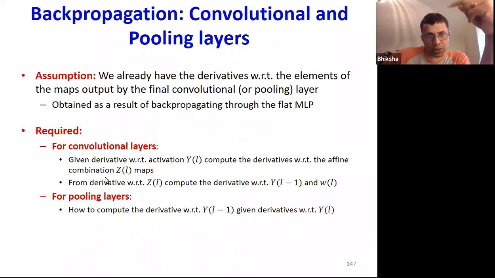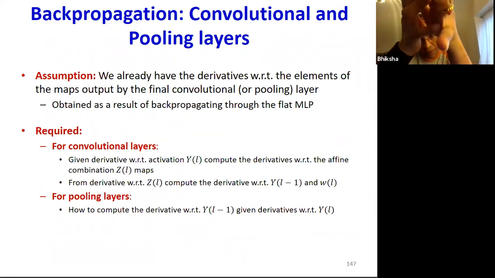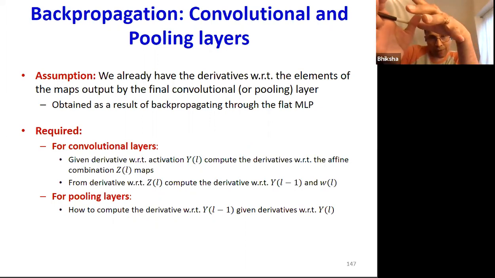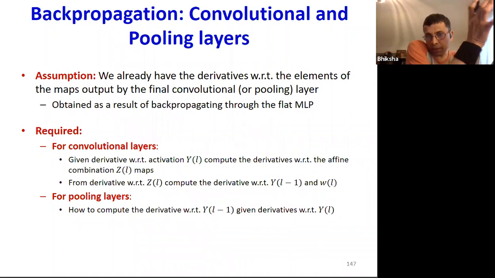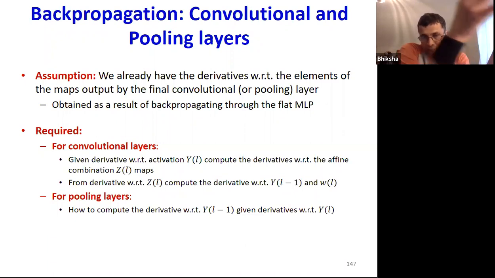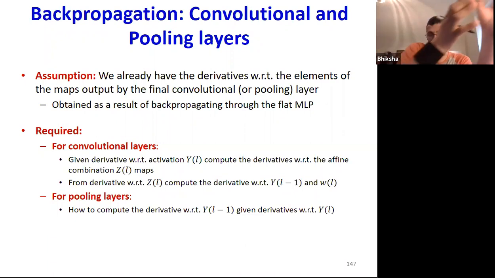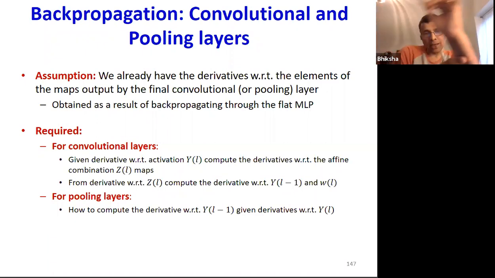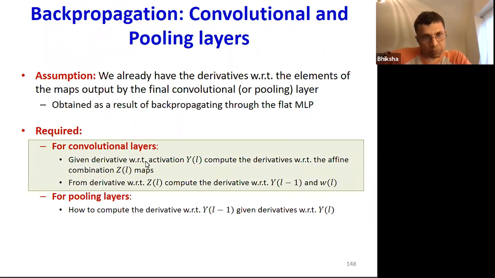So we have two sets of things to compute. For the convolution layers, given the derivatives with respect to the activation maps, first we have to figure out how to compute the derivatives with respect to the affine maps. Given the derivative with respect to the affine maps, we have to figure out how to compute the derivative with respect to the activation maps of the previous layer and the filters that operated on those activation maps to compute the affine maps. For the pooling layers, given the derivatives with respect to the output of the pooling, we have to figure out how to compute the derivatives with respect to the input. So we saw this bit, again, this is a recap from last class.